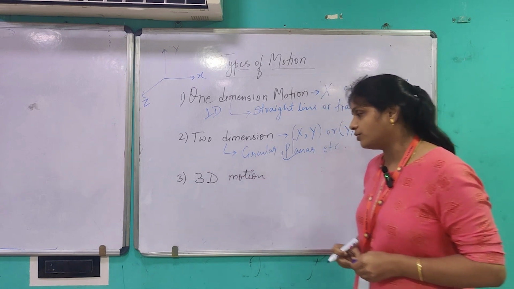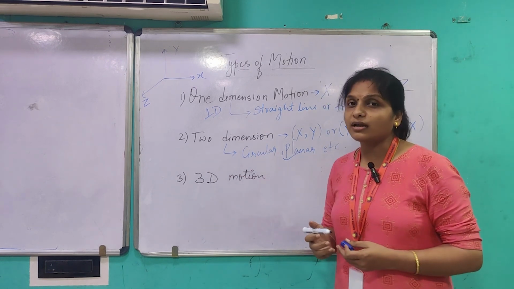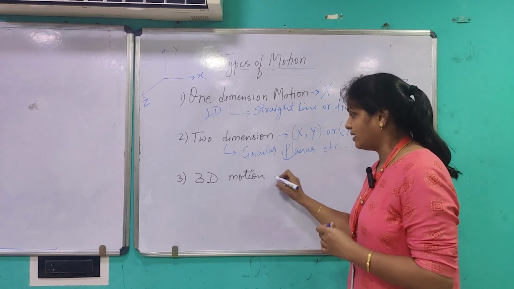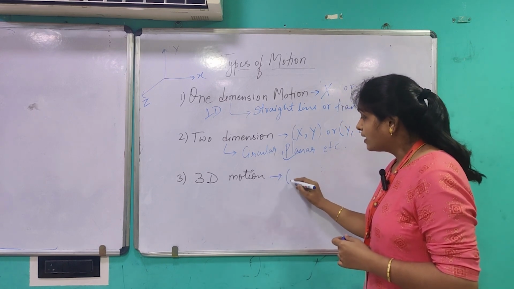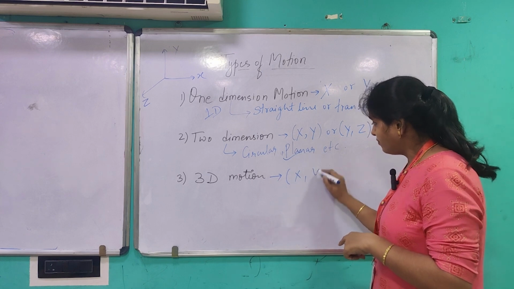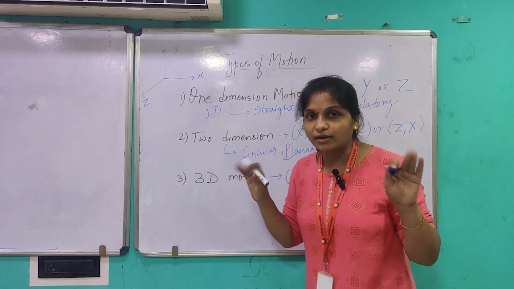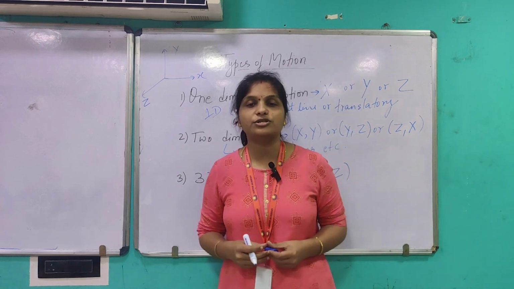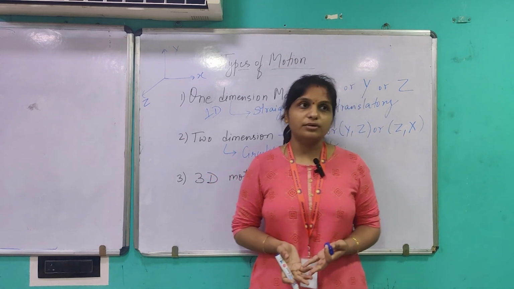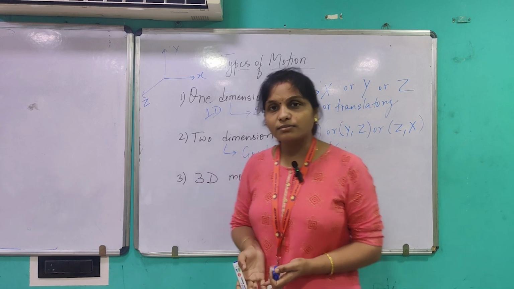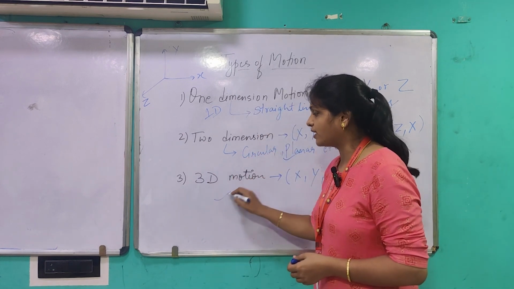What is three dimension motion? It's very simple. We are living in a 3D world, that is three dimension. It consists of x, y and z. All axes are here in three dimension motion. A bird flying in space is three dimension motion. I'm teaching you in a three dimension motion, right? All are three dimension motion, okay?